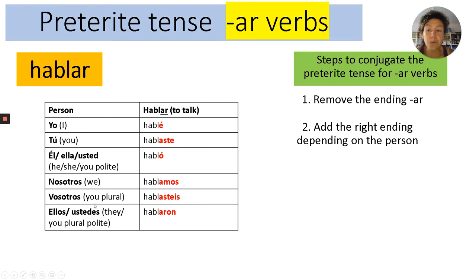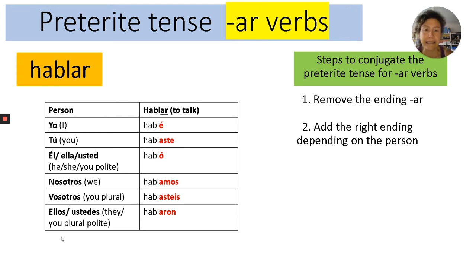And the you plural polite, you might be wondering, when do I use that one? So imagine that you get to meet a bunch of people, imagine the prime minister and a bunch of ministers. So you would refer to them as you plural polite. Okay, so remember that one.